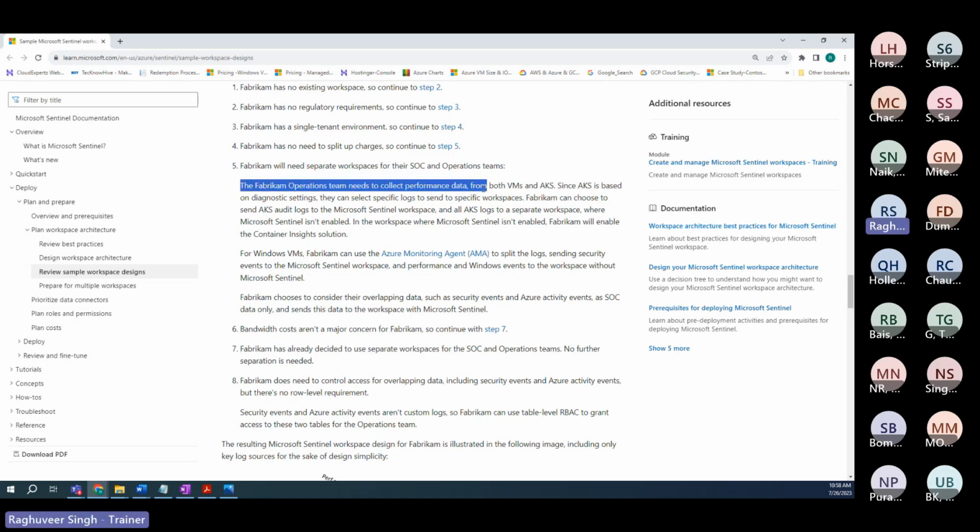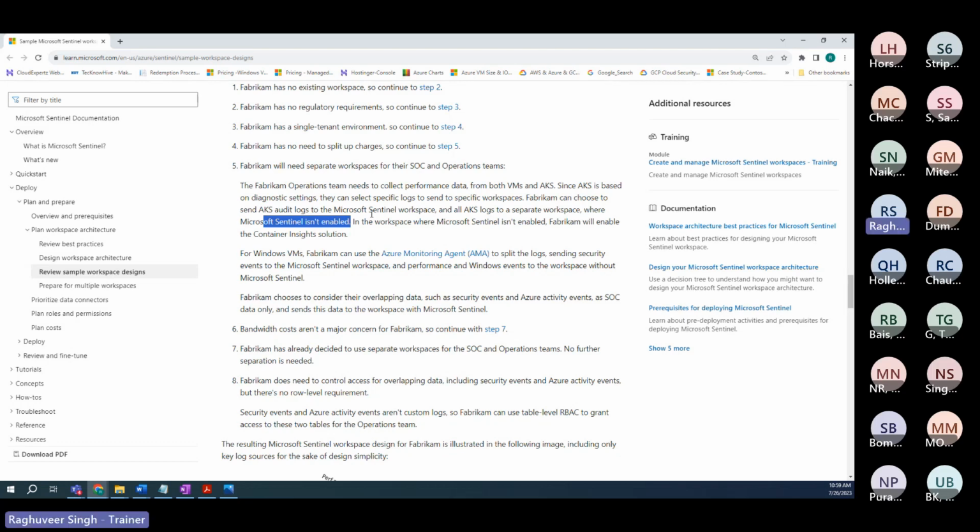So Fabrikam's operations team needs to collect performance data from VMs and AKS. Since AKS is based on diagnostic settings, they can send specific logs to specific workspaces. Fabrikam can choose to send audit logs to the Microsoft Sentinel workspace and all other AKS logs to a separate workspace where Microsoft Sentinel isn't enabled. So they will have 2 workspaces, one primarily meant for the operations team and one which is common for both operations and security team.